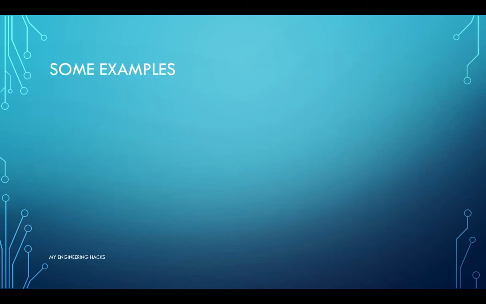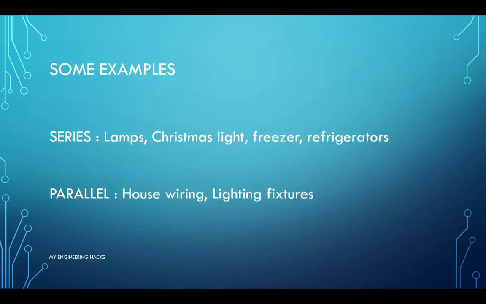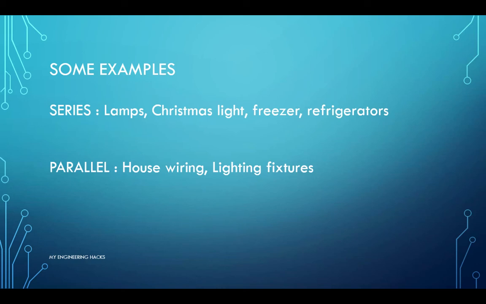Now let us see some examples of series and parallel circuits. Most of these examples can be found at our household itself. Some examples of series circuits are lamps, Christmas lights or Diwali lights, and lights in the freezer or refrigerators, while parallel circuit examples can be lighting fixtures as well as house wiring. You might have noticed sometimes that a device stops working, but the other appliances don't stop working because all of them are connected in a parallel connection.